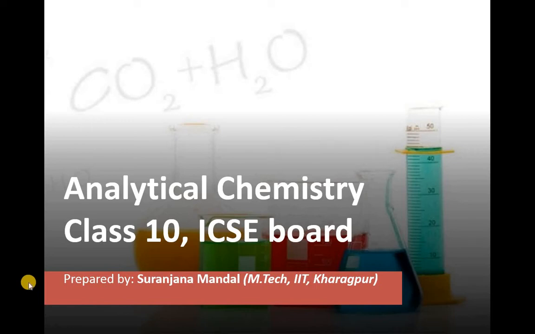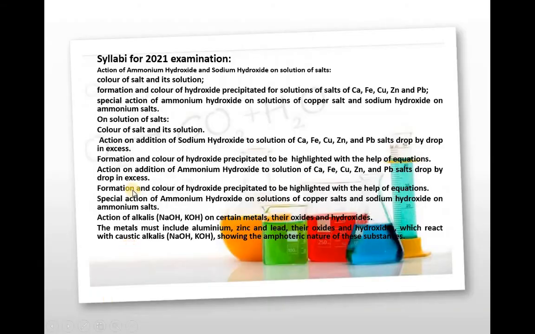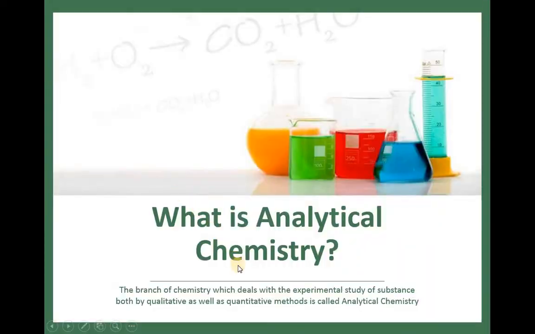Hello, today we will be doing analytical chemistry. This is the syllabus of the 2021 examination. What is analytical chemistry? This is the branch of chemistry which deals with the experimental study of substances both by qualitative as well as quantitative methods.